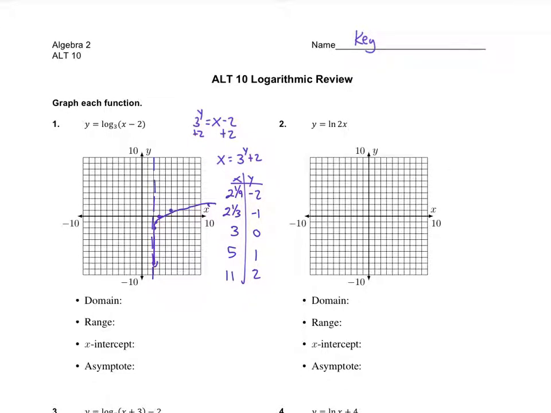So the graph flattens out at x equals 2. That's our asymptote. Our x-intercept is where y is 0. So 3, 0 is our x-intercept. For these, range is always all real numbers. Now domain is from the asymptote to infinity. So it's going to be 2 to infinity.